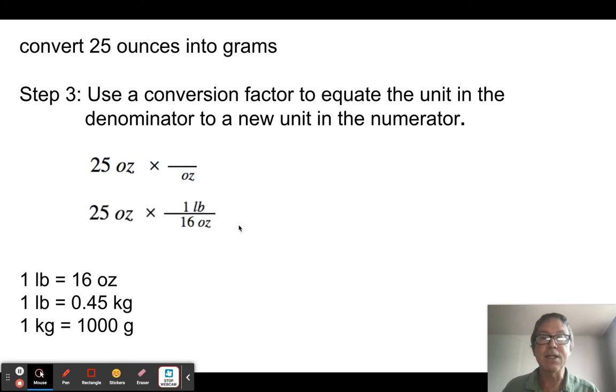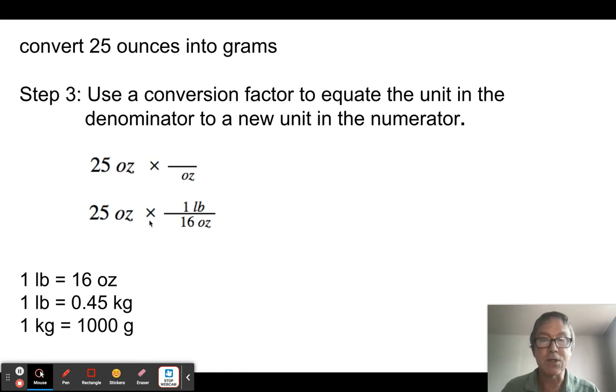All right? And the reason is that by doing this, ounces cancels out. I'm left with pounds. But this expression is really equal to 1. Since this value and this value are the same, I haven't changed the overall amount of matter that I'm talking about here. All right? That's why this works.